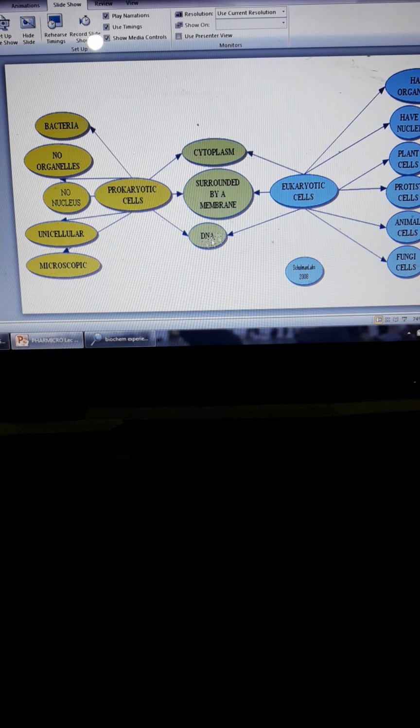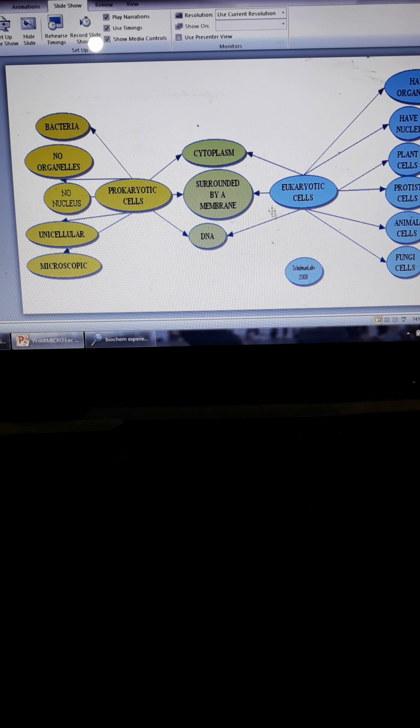As a recap, we have prokaryotic cells and eukaryotic cells. In summary, the prokaryotic cells present are mostly bacteria. There are no organelles present and no true nucleus; they are unicellular and microscopic. What we call the nucleoid is present, and they also have DNA. Eukaryotic cells have cytoplasm surrounded by a membrane, DNA, organelles, and a nucleus. Plant cells, protozoa, animal cells, and fungal cells are considered eukaryotic cells.